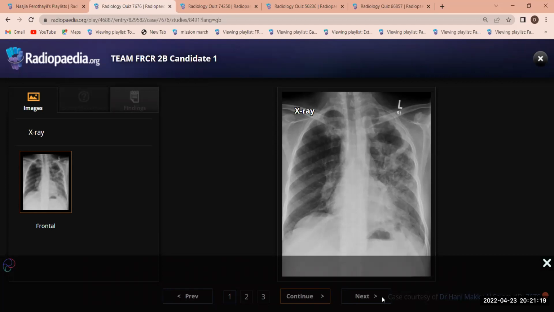Okay, so what would you do next? CT, contrast enhanced CT scan of the chest. Okay, do you think the right upper zone looks normal? Left. The right upper zone. You told me that the right lung is normal.